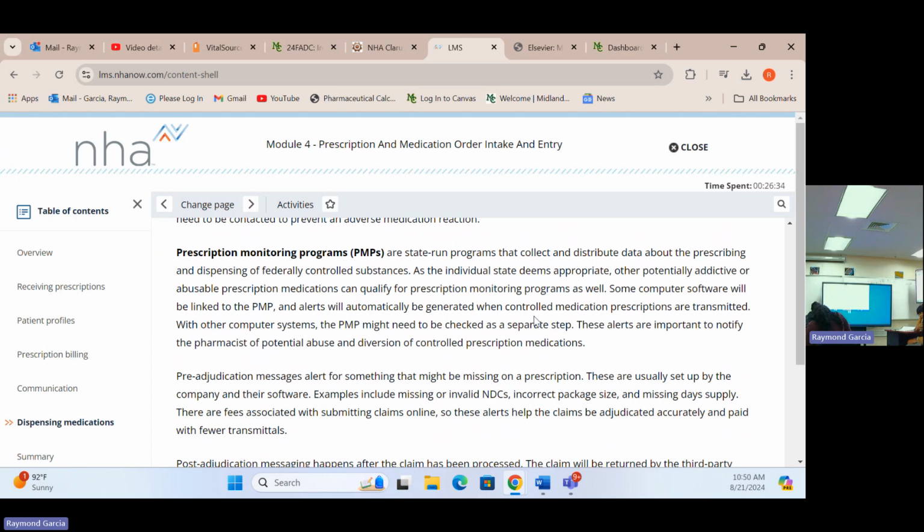With other computer systems, the PMP might need to be checked as a separate step. These alerts are important to notify the pharmacist of potential abuse and diversion of controlled prescription medication.